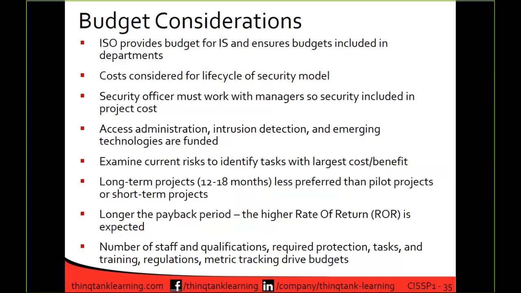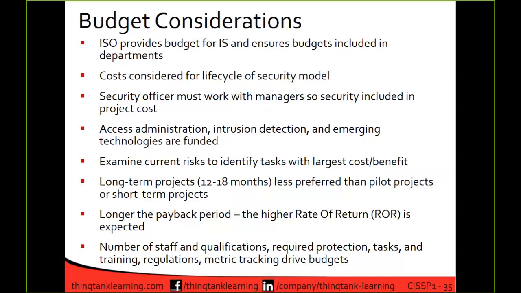Also consider the cost over the life cycle, because security is a living, breathing thing. It's not just a one-time thing. Security officers must work with managers so security is included in the project cost. Access administration, intrusion detection, emerging technologies get funded. Again, that's all related. Those are all technical controls. Well, access administration could be physical, but same thing as the HR analogy that I provided.